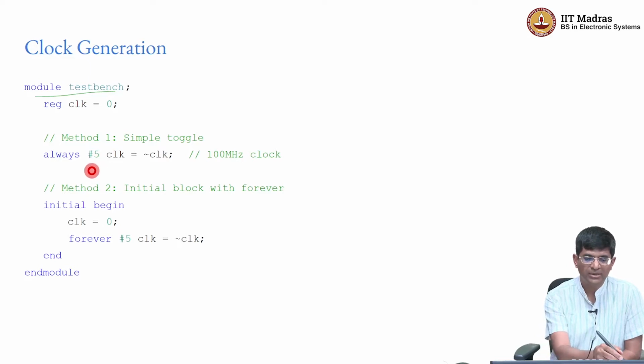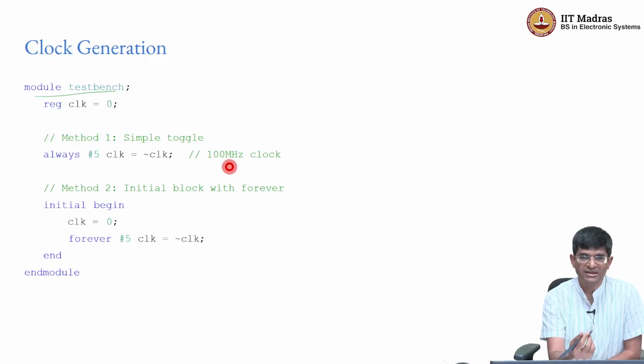For the time being, as a matter of convention, we usually apply a 100 megahertz clock because it keeps our numbers easy to understand. It's very easy to think in terms of multiples of 10 for the clock period or the number of clock cycles that have passed.